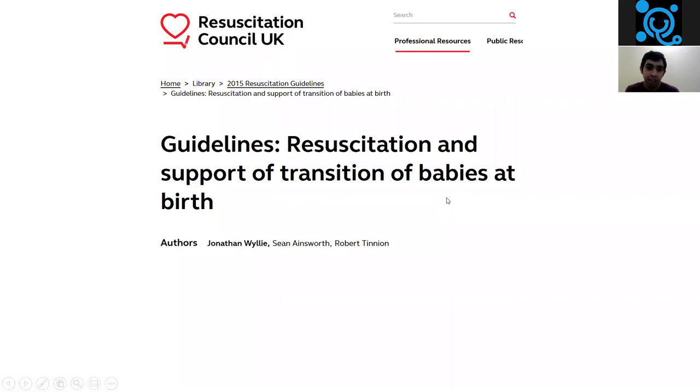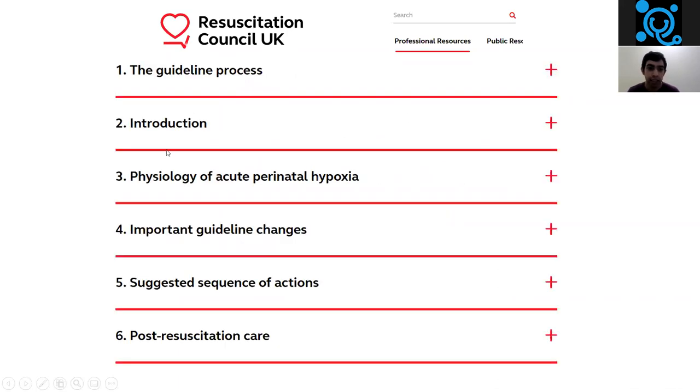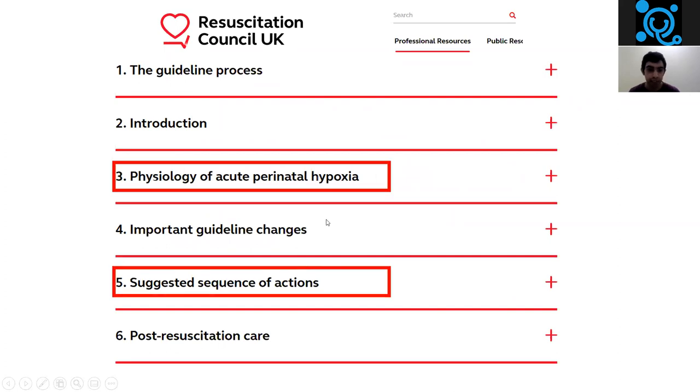So this is the guideline to look at, provided you're following a UK MBBS curriculum. It's on the Resuscitation Council UK. And the key bits I really recommend you read are Section 3 and Section 5. Section 3 is really short. It's really, really short. It's only a couple of paragraphs, but it's really worth reading so you have some baseline understanding about what's going on, okay?